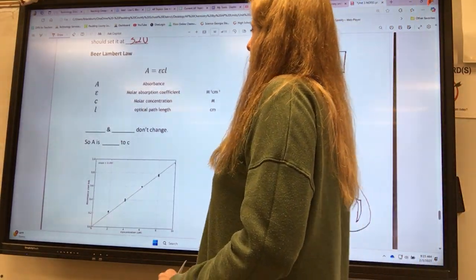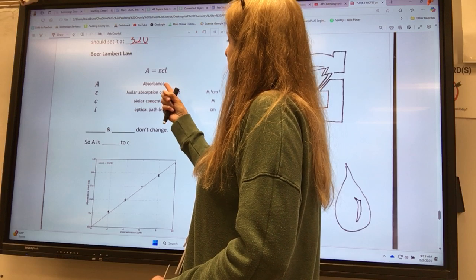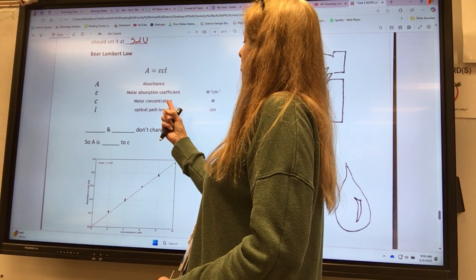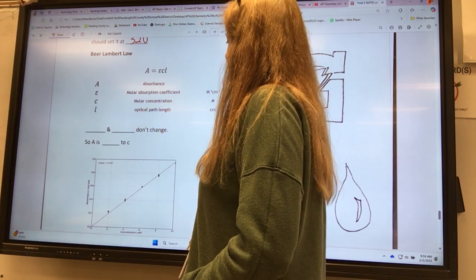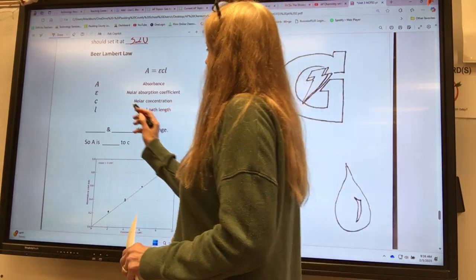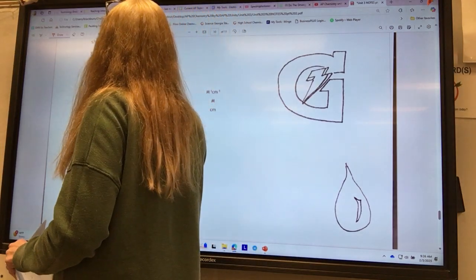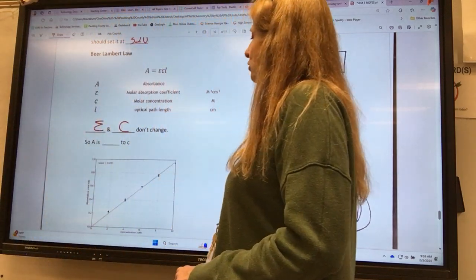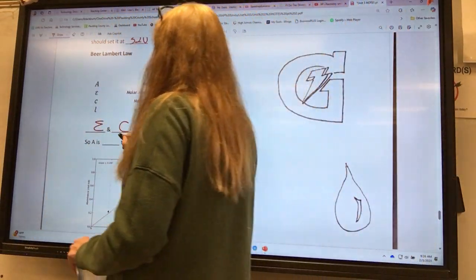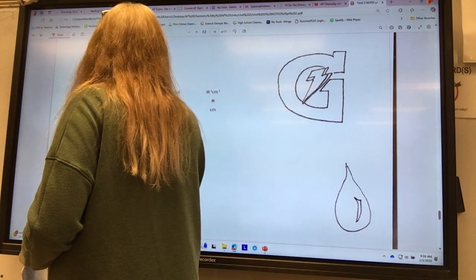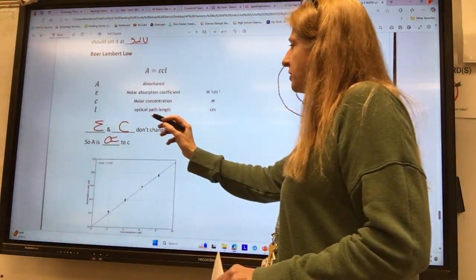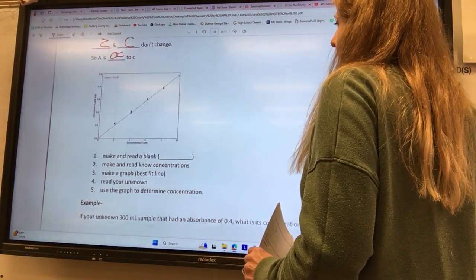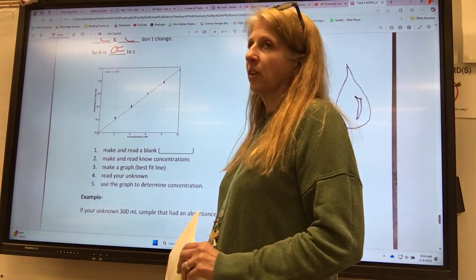Now, there's a guy who figured out how to do this. It's Beer-Lambert, and this is the law. The absorbance equals the molar absorption coefficient, a constant, times the molar concentration times the optical path length. In this, the constant, epsilon, and the path length don't change. So A is proportional to the concentration. The absorbance is proportional to the concentration. Okay, so you get a graph. This is what you get.